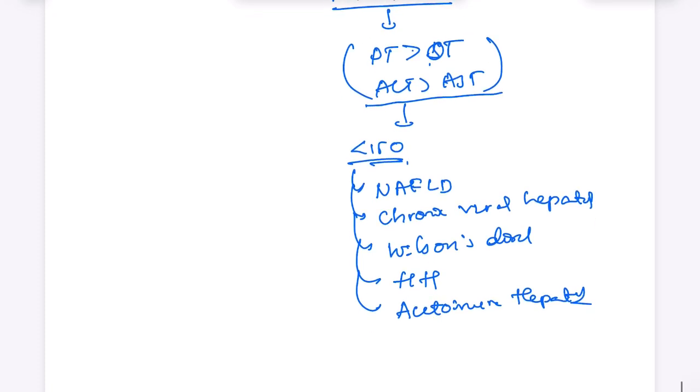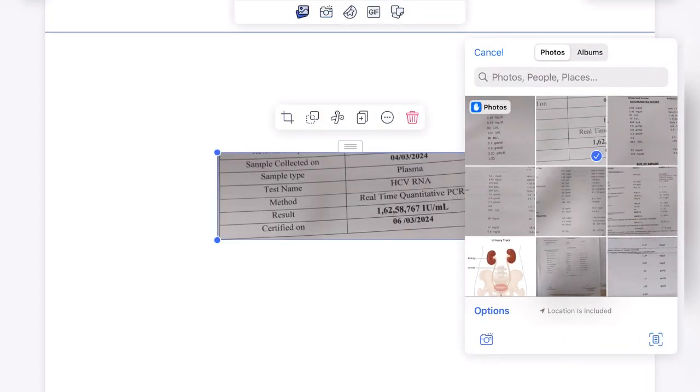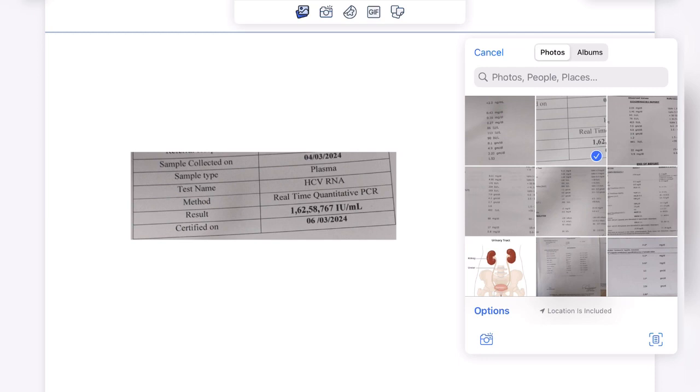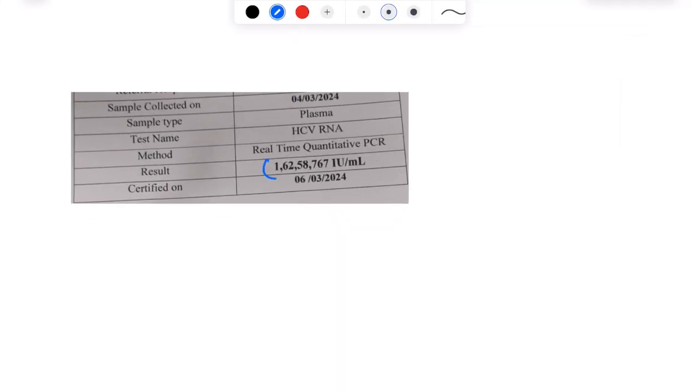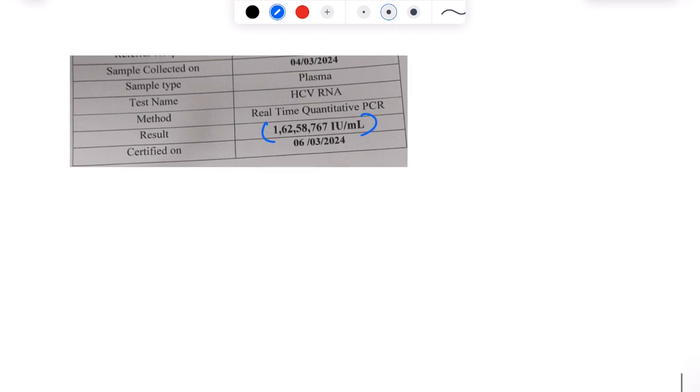In this case, when we started working up, the patient was not diabetic, not obese, and the patient was positive for hepatitis virus. Let's look at the viral load now. The patient was positive for HCV RNA, and let's look at the viral load. See, it is 1 crore. So it is in crores. 1 crore 62 lakhs 58,077 international units per ml. This level warrants antiviral therapy. So this patient was started on antiviral therapy. So this is HCV, chronic HCV infection.